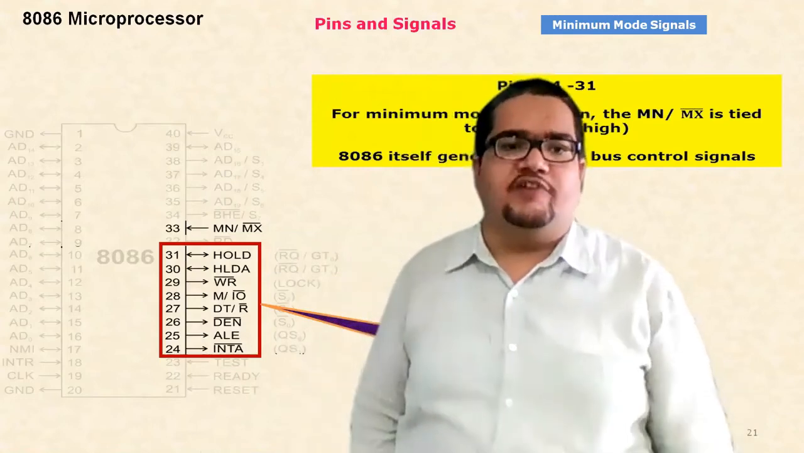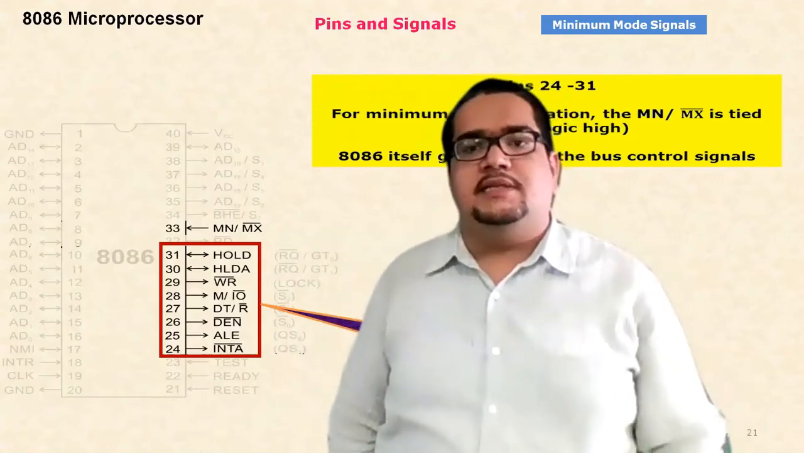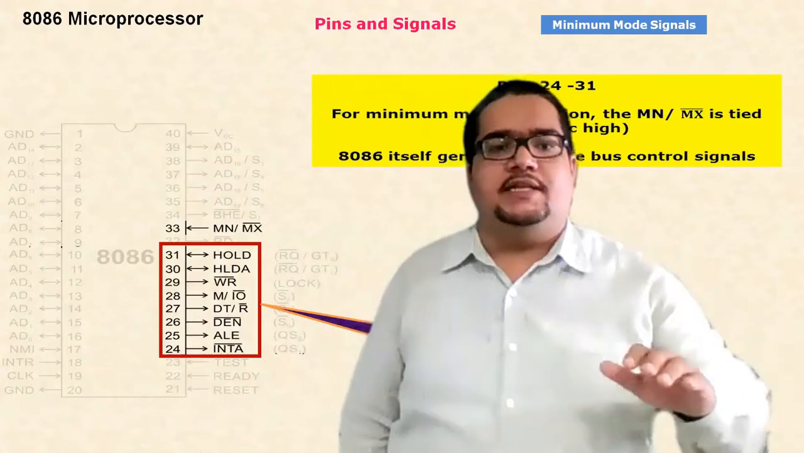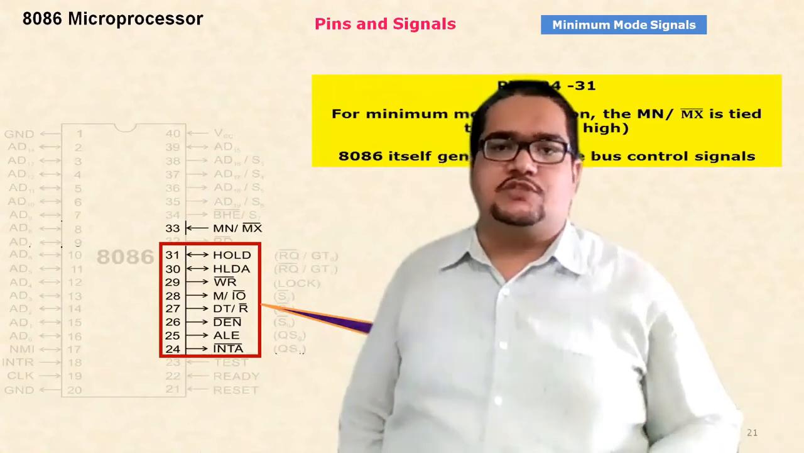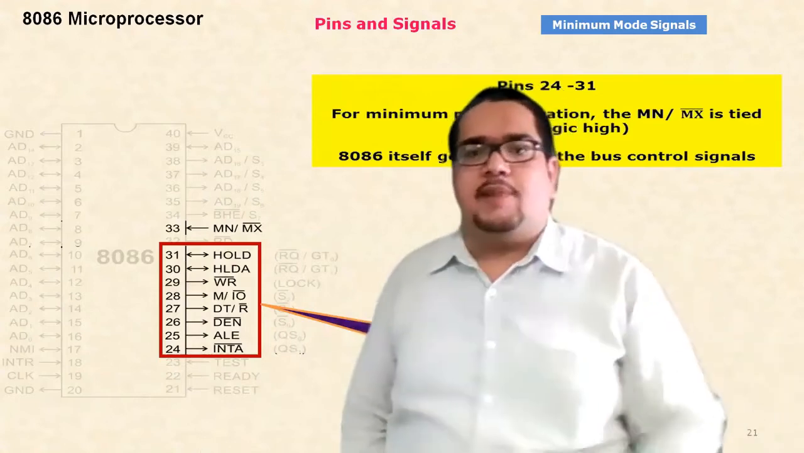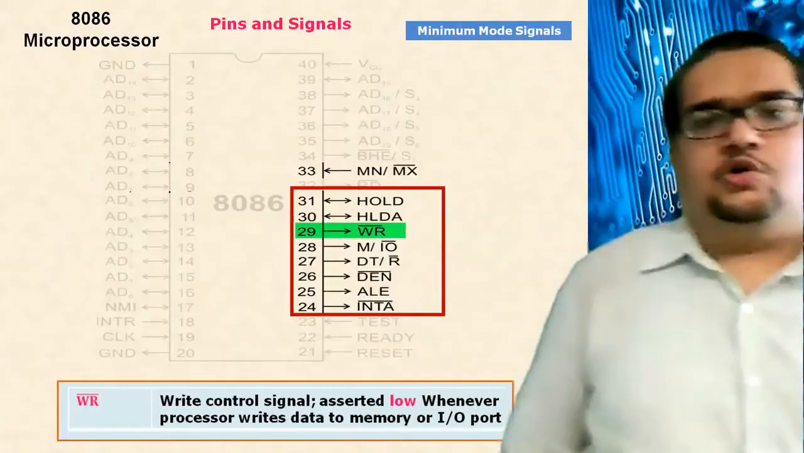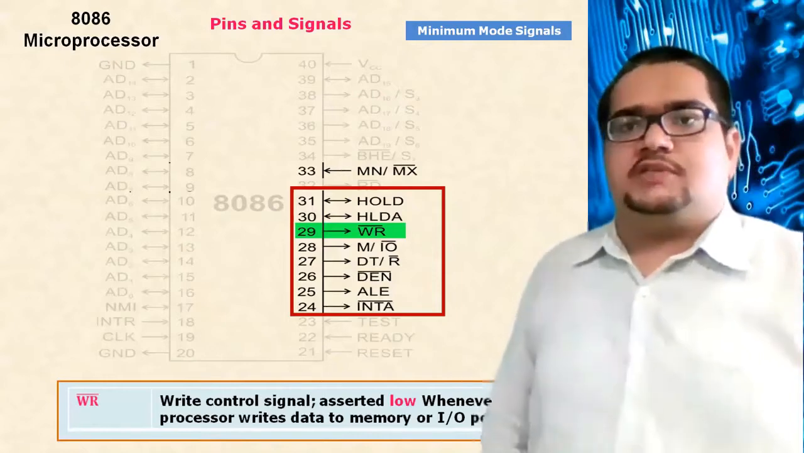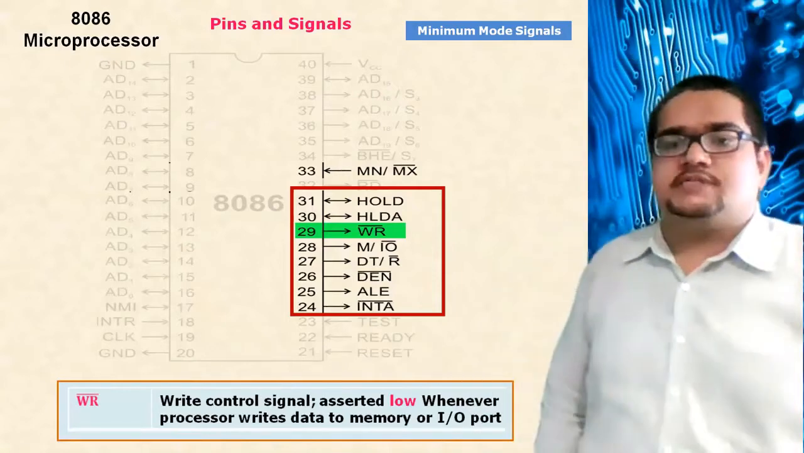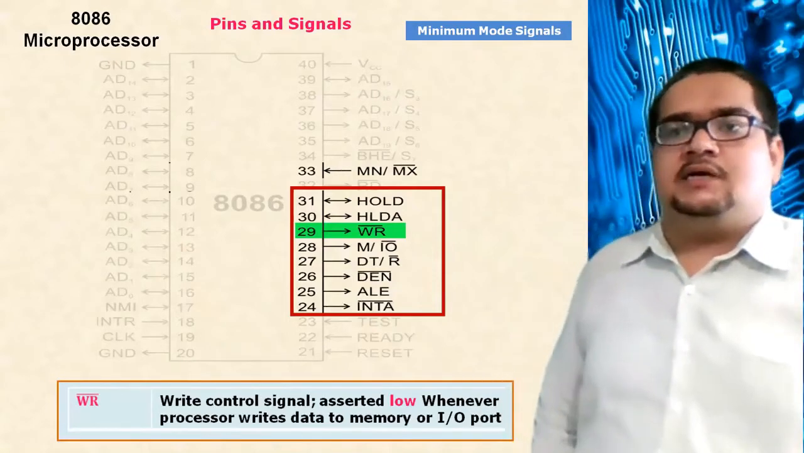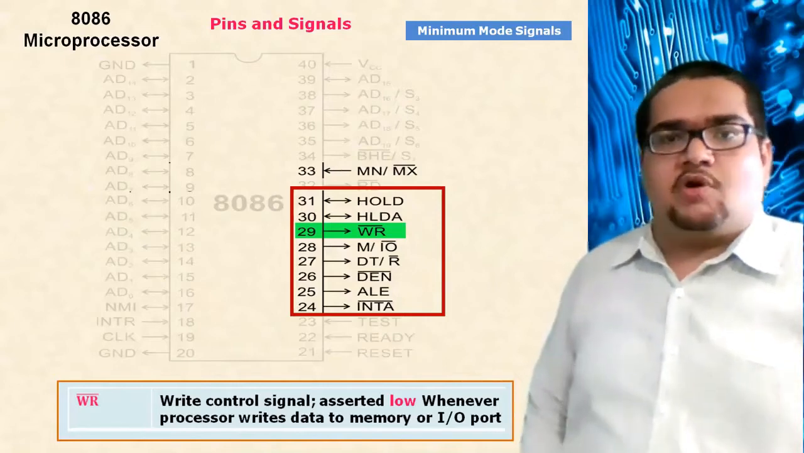We'll be starting with pin number 29. Hold and hold acknowledgement we'll be discussing last. So we'll be starting with pin number 29, then 28, 27, 26, 25, 24, then coming back to hold and hold acknowledgement. Okay, let us start. Before we start discussing these minimum mode signals, one should always understand how we are switching the processor into the minimum mode of operation.